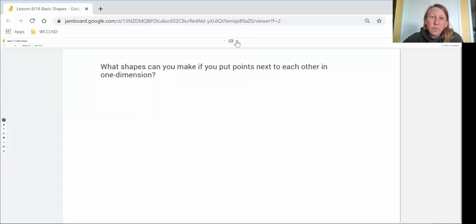What shape can we make if we start to put a point next to a point, next to a point, next to a point, in one dimension? What shape do we start to get? Yeah, we start to get a line. And if we keep putting points, it would extend infinitely in that direction and infinitely in that direction.